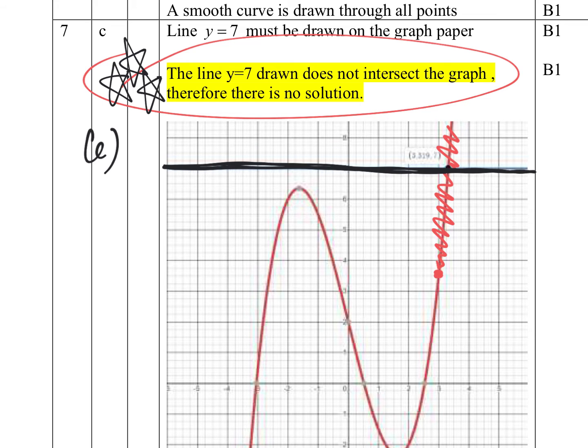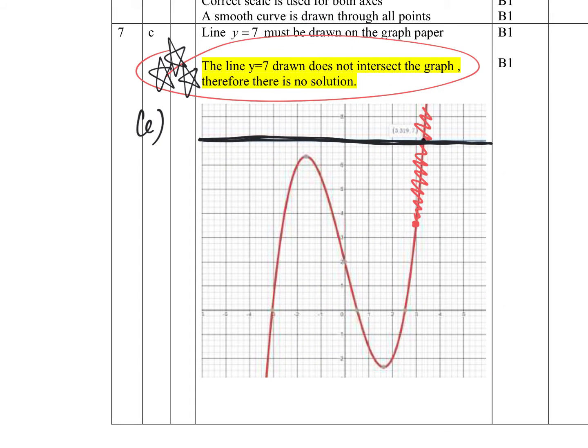Okay, next one is the tangent. They ask you to draw a tangent line at this point. So by right, it should be roughly a tangent line that looks like this, equidistance on both ends. And then your gradient, if it's correct, we accepted any number from 0.3 to, where's my gradient value?